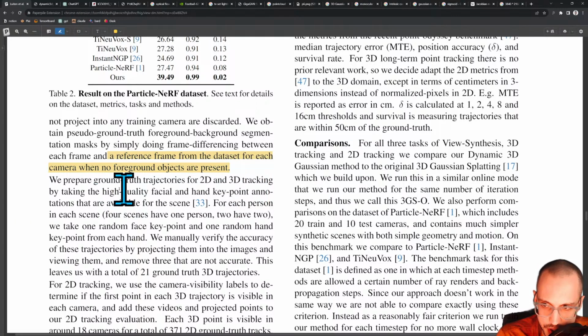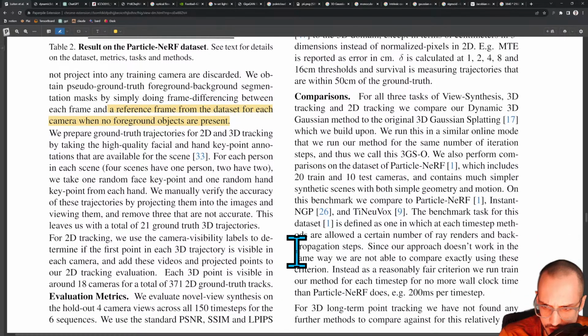We prepare ground truth trajectories, tracking the high-quality facial and hand key point annotations. For each person, we take 1 random face key point and 1 random hand key point. So they're tracking face and hand key points, which are some other explicit correspondence information, right? And then they're going to compare that to the correspondences that you get from this paper. They're going to call these ground truth trajectories, but they're really not, right? They're just the output of some other tracking algorithm, probably deep learning tracking, that is giving you hand and face key points.